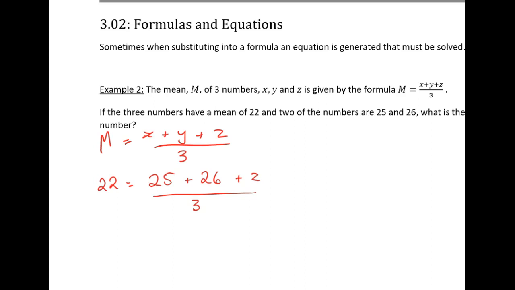I'm going to multiply both sides by 3, and that means my left-hand side is going to be equal to 66, and my right-hand side is going to be equal to 51 plus z. Now, rearranging this, z equals, subtract 51 from both sides, and I get 15. There we go. So that is substituting into a formula.